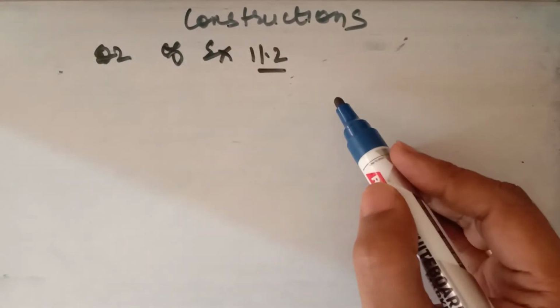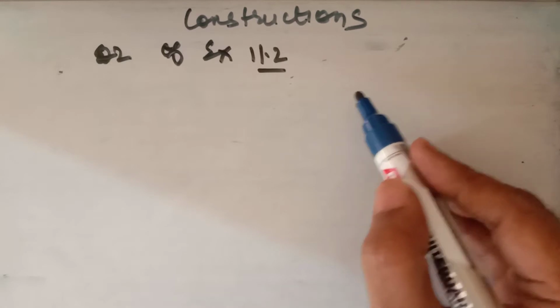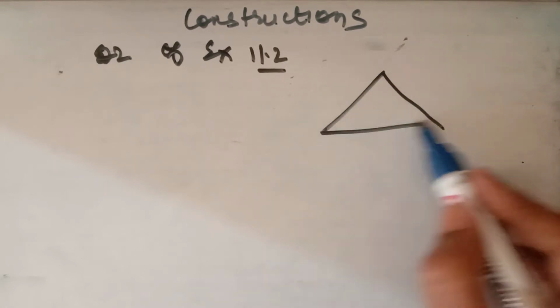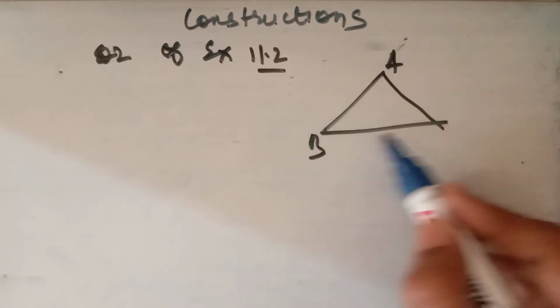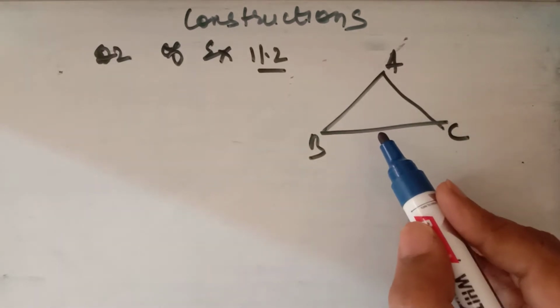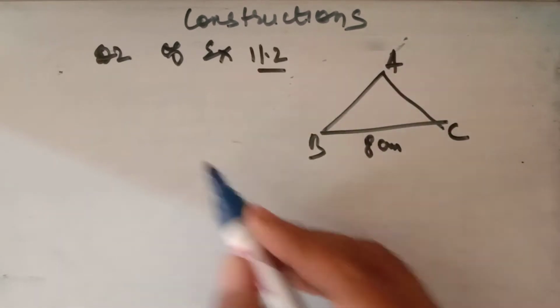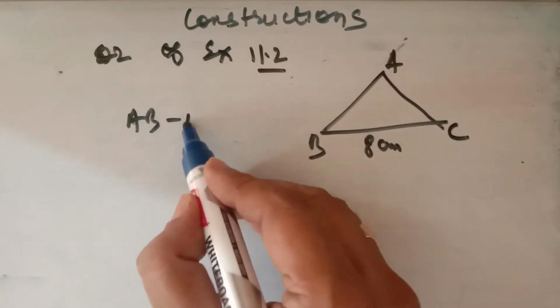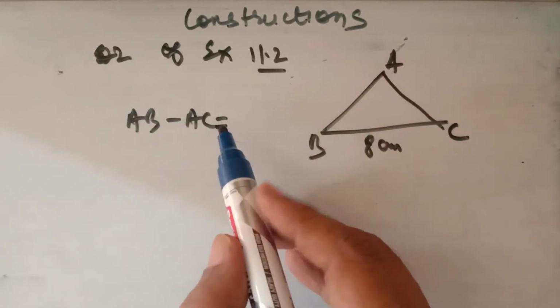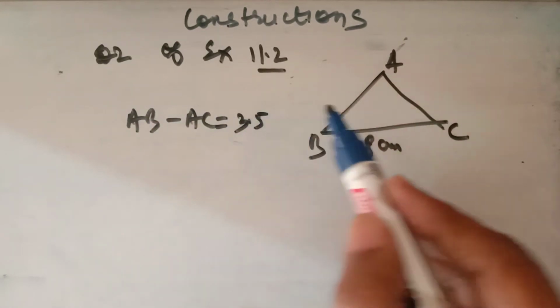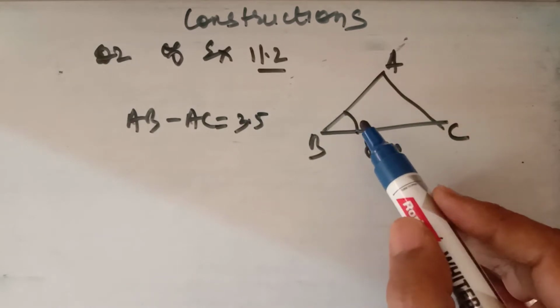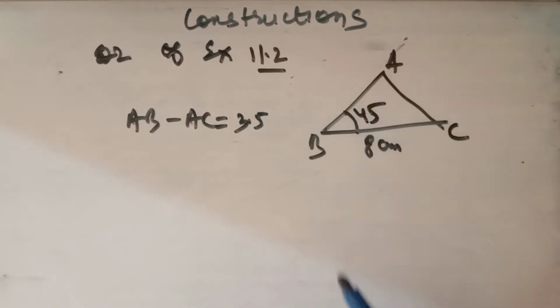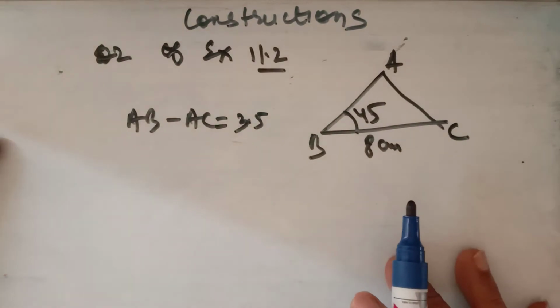11.2. In this, you have to construct triangle ABC, in which the base BC is given as 8 centimeter, the difference between the sides AB and AC is given as 3.5, and the angle B is given as 45. So how will we construct this triangle and why?